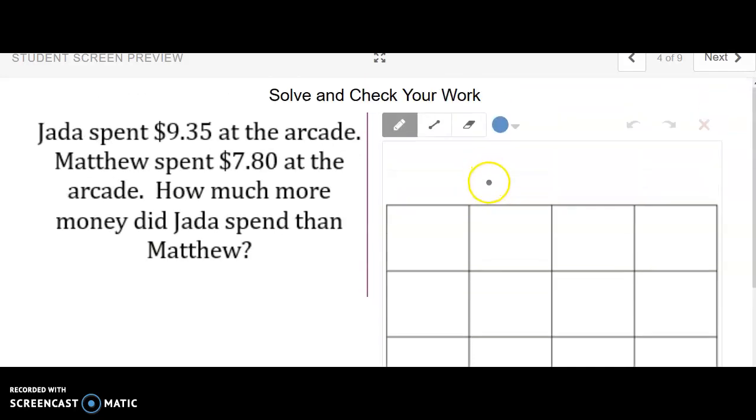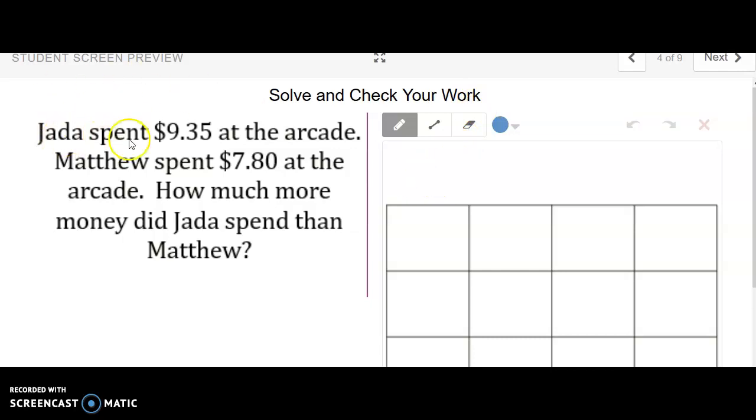Okay, boys and girls, let's take a look at slide number 4. It says to solve and check your work. So you should have solved this on your own and then come and check your work with my video here. I believe the videos are on slide 8. I'm pretty sure it's 8, but anyhow, it's the last slide in your Desmos activity for today.